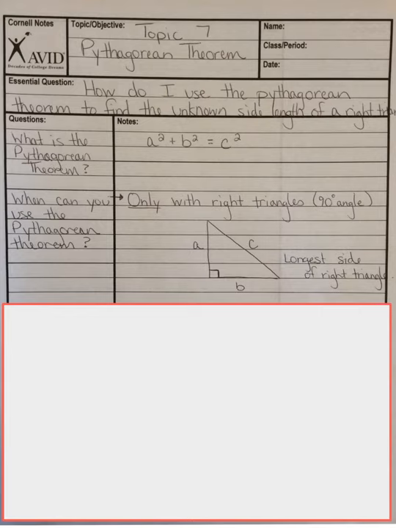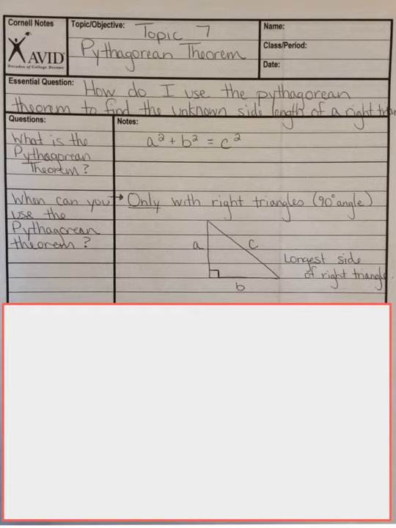So our essential question is going to be, how do I use the Pythagorean theorem to find the unknown side length of a right triangle? That last word is triangle. So we're going to be able to find missing side lengths of triangles. With that being said, we have our question out to the side. What is the Pythagorean theorem?